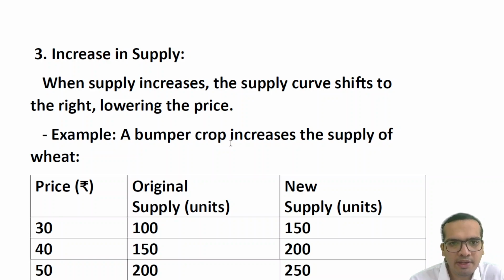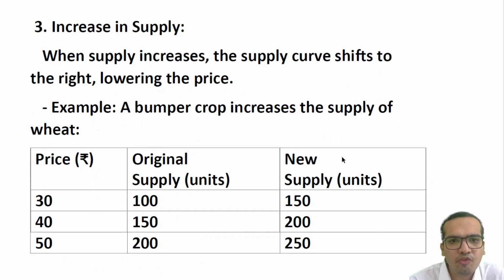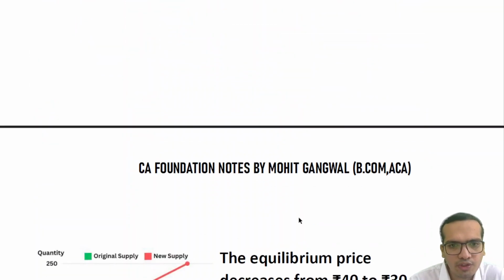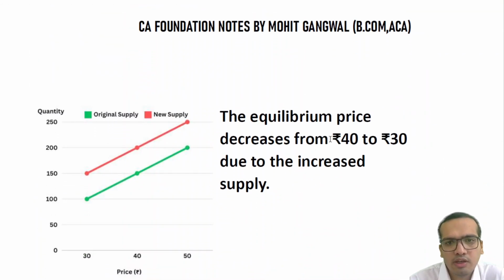It will be a similar case, but the supply will be more. A bumper crop increases the supply of wheat. So we have similar data: price, original supply, and revised or new supply. The demand will be the same, but the supply quantity will be increased. So in the first case, it will rise from 100 to 150, in the second case to 200, and in the third case to 250. So the equilibrium price will decrease from 40 to 30 due to increased supply.